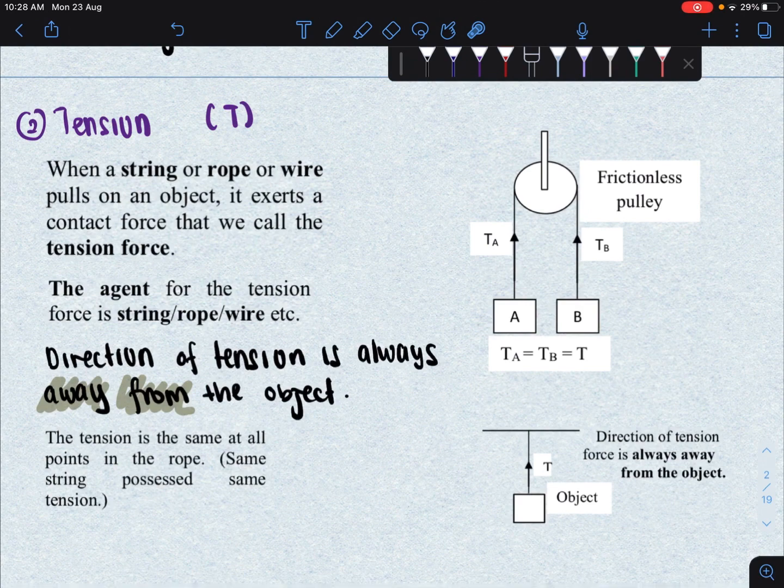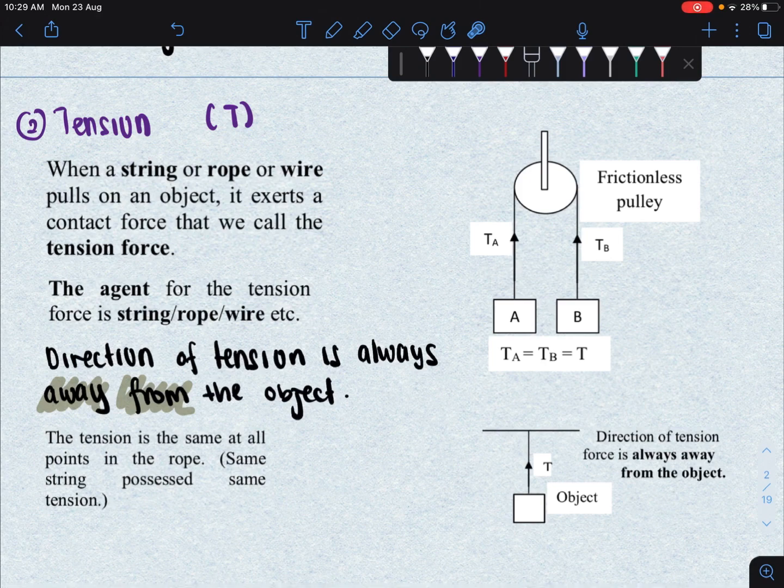When a string or rope or wire pulls an object, it exerts a contact force that we call the tension force. So, when we have an object that we tie with a string, rubber, cable, or anything we can tie, and we let it hang, we will experience this tension force. Okay, the tension in that thing is because your object is hanging. Okay, after we tie it, what do we do? We let our object hang, right?